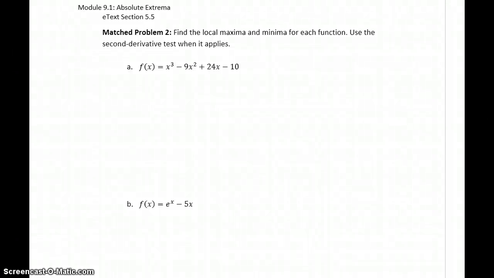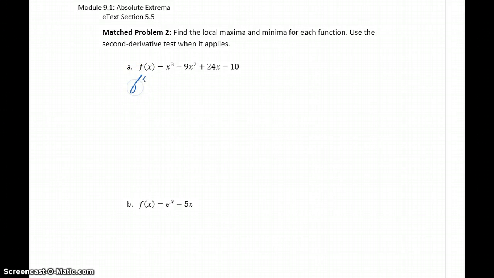In match problem 2, we're after the same goal as match problem 1. We want to identify any local maxima or minima, but now we're given functions that aren't restricted to some specific interval, so we're just considering the entire domain of the function. So we want to use the second derivative test whenever that applies. That's going to be our first approach, unless we run into that case where it's inconclusive, then we'll reference back to the first derivative test.